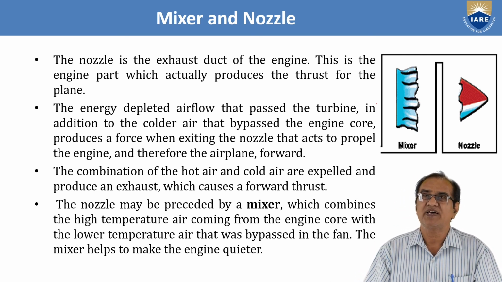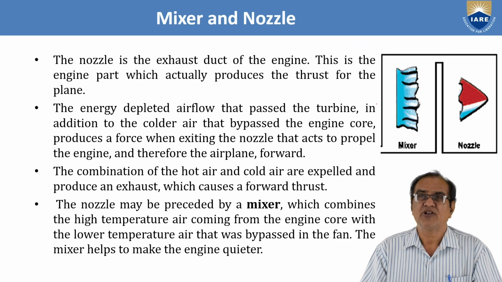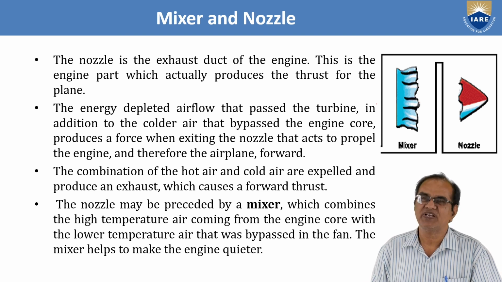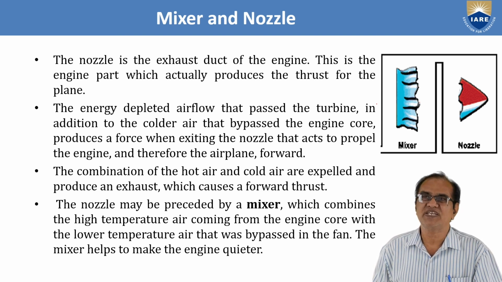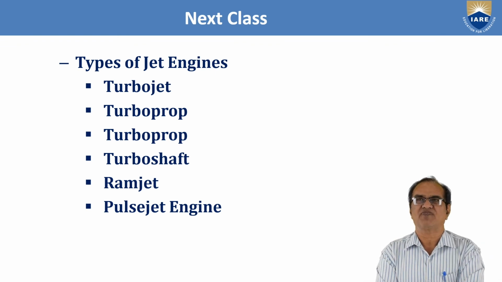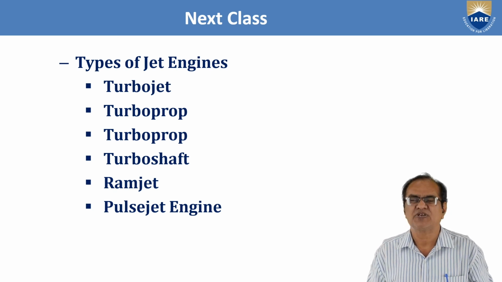So these are the mixer and the nozzle, and the nozzle may be preceded by a mixer which combines the high temperature air coming from the engine core with the lower temperature air that was bypassed in the fan. The mixer helps to make the engine quieter. So if you are mixing with this mixer, the noise of the engine is tremendously reduced. In my next class, I will be discussing types of jet engines: turbojet, turboprop, turboshaft, ramjet, pulsejet, and so on.